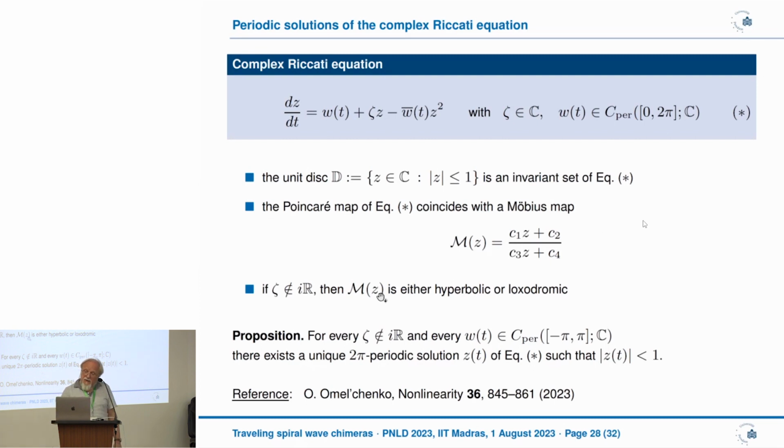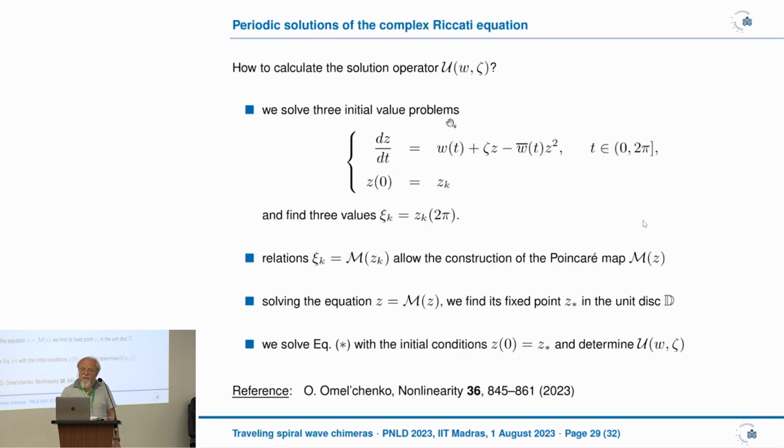Now, you can show that whenever this parameter xi is not a purely imaginary number, then you have a unique 2-pi periodic solution, z of t, of this problem, and we use that fact to accelerate this numerical continuation that we perform. The way we do that is we solve this Riccati equation with some initial conditions. We do it for 3 distinct initial conditions, and that's enough to determine the coefficients in that Möbius transformation.